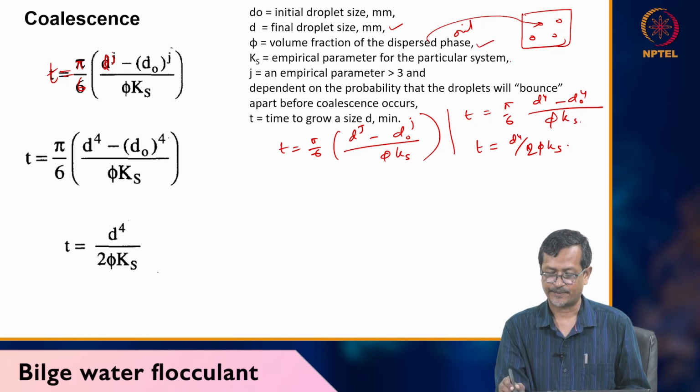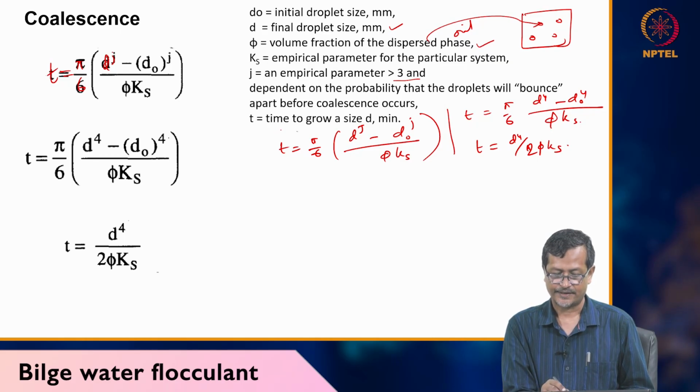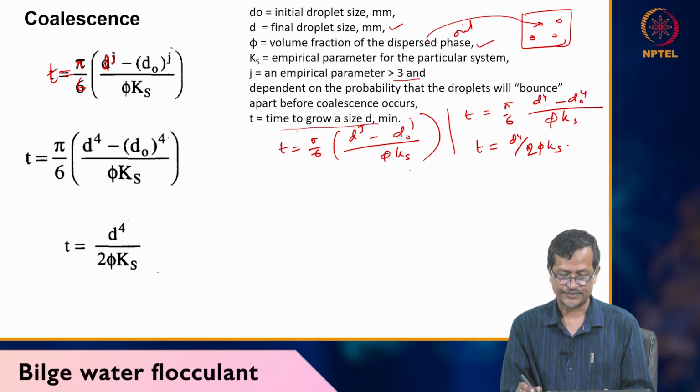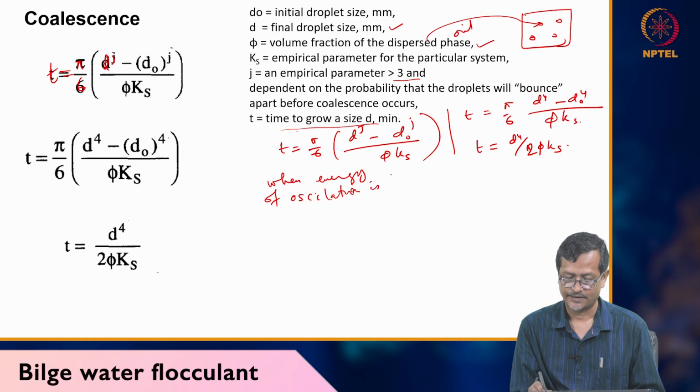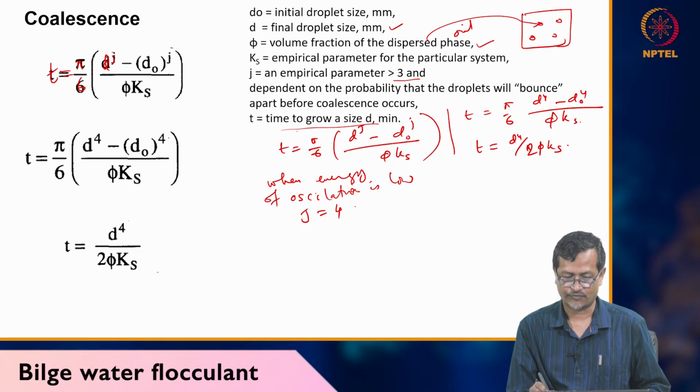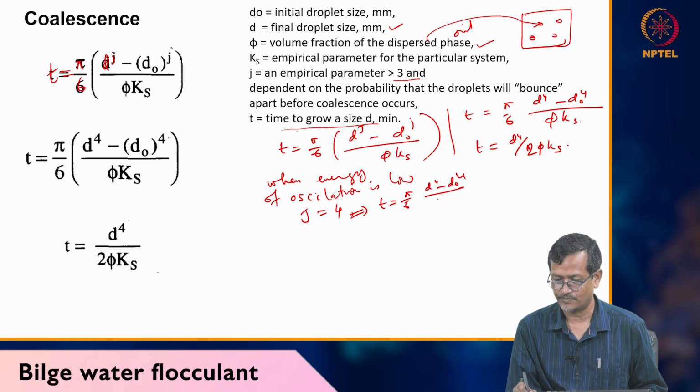Then k is an empirical parameter of the particle system, and j is an empirical parameter, more than 3, depending on the probability that droplets will bounce apart from each other. T is the time to grow in size. So when the energy of oscillation is low, since particles will be oscillating inside the fluid, we can take j as 4. So in that case the formula will be simplified as T equals pi by 6 (d power 4 minus do power 4) by phi ks. So this will be your formula.